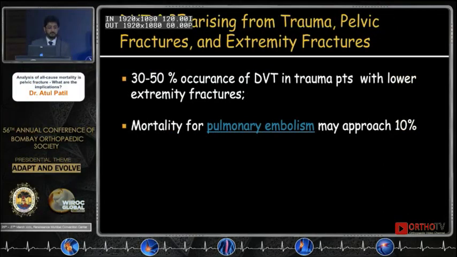DVT and PE, pulmonary embolism, arising from trauma, pelvic fractures and extremity fractures, has a 30 to 50% incidence in trauma patients, and mortality is around 10% because of pulmonary embolism in pelvic fractures. So that is a late reason for the mortality in pelvic fractures.